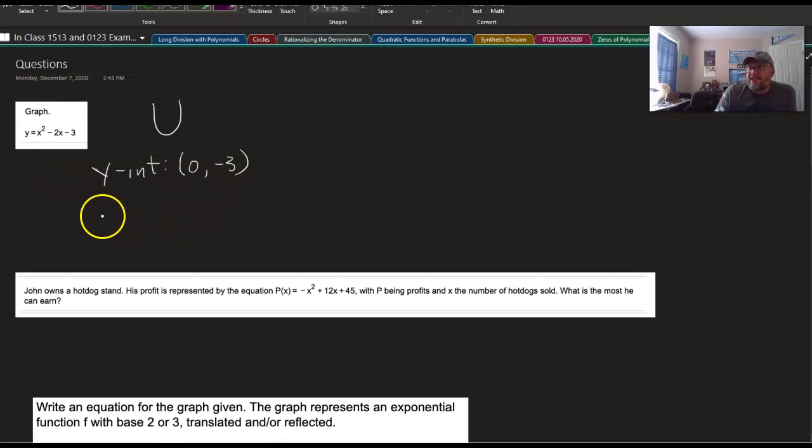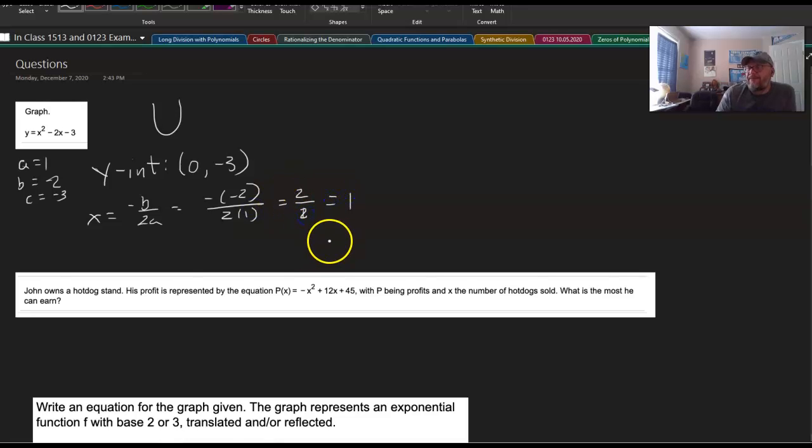Now, to get the axis of symmetry, it's going to be x equals -b over 2a. So here, a is 1, b is -2, and c is -3. So if I put -b over 2a, that'll be 2 over 2, which is 1.